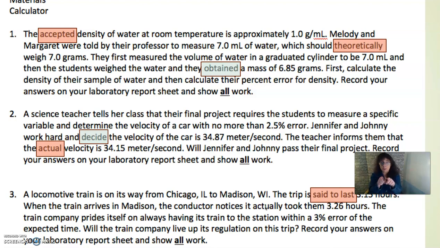I hope this will help you out. I'm not going to tell you the answers, and you have to apply the formula, but I hope this helps you with your lab. Take care.